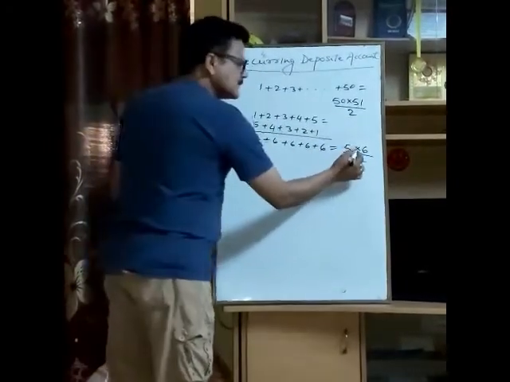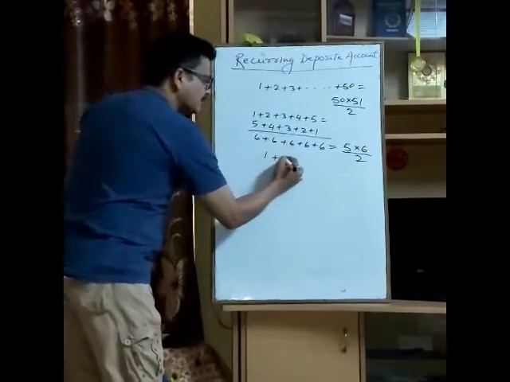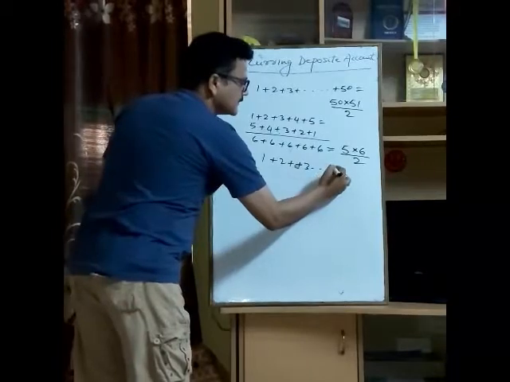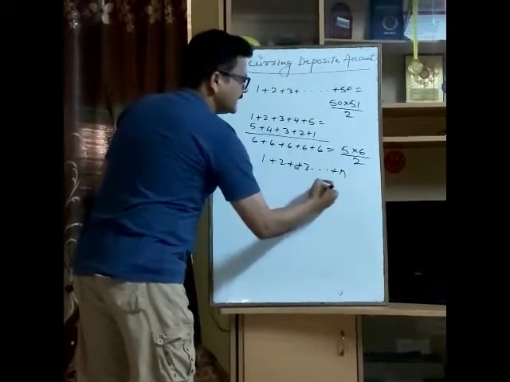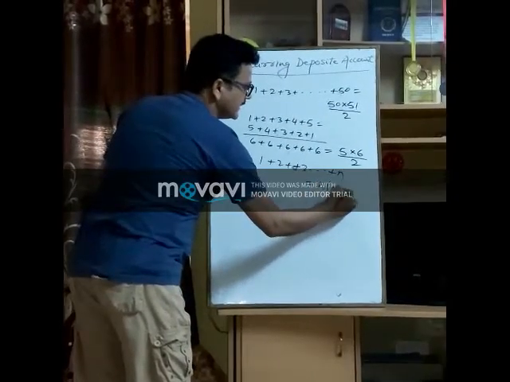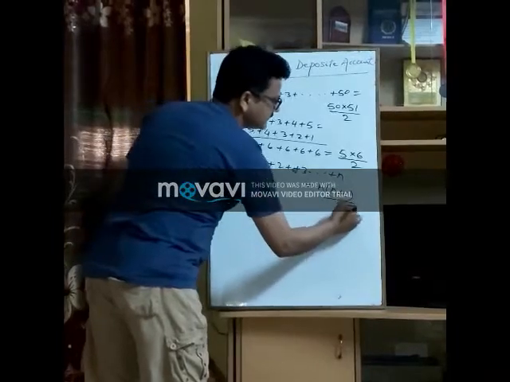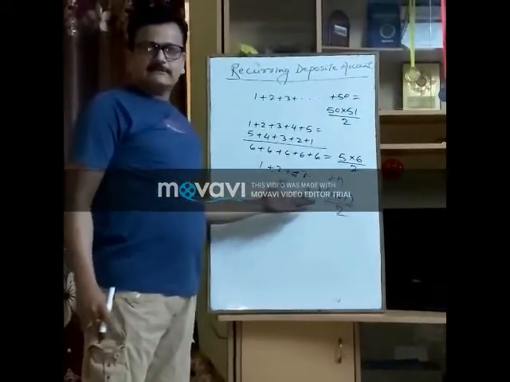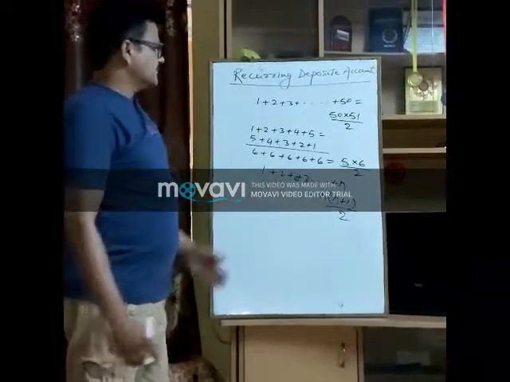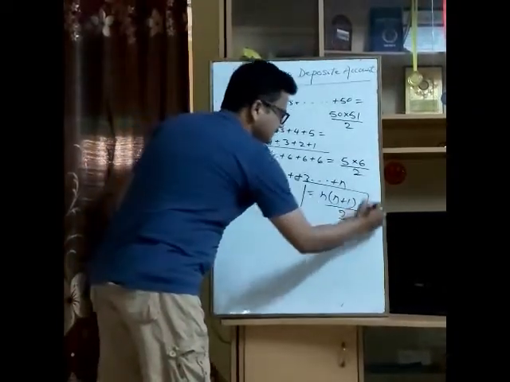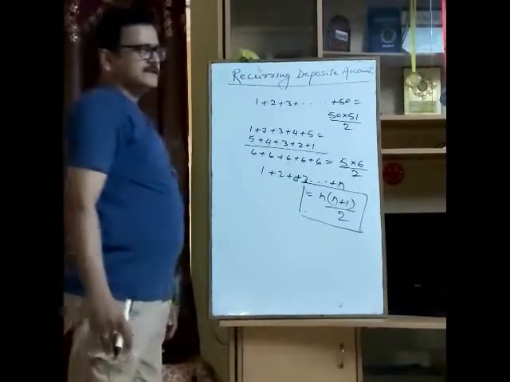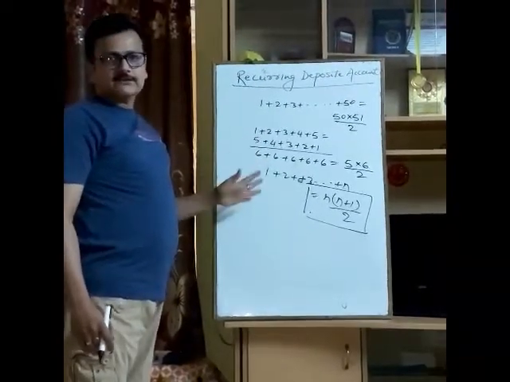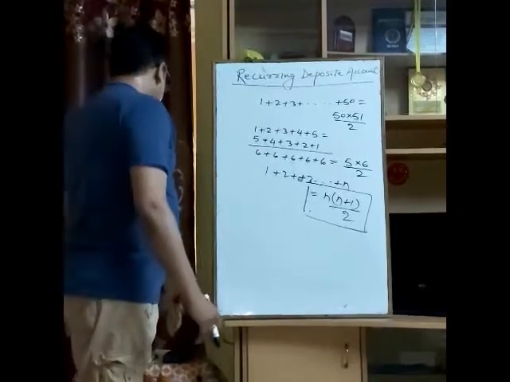So the formula 1 plus 2 plus 3 up to n times is n into n plus 1 by 2. It will be used while solving the questions, so you need to learn it by heart. This is the first important thing when we solve the question of banking.